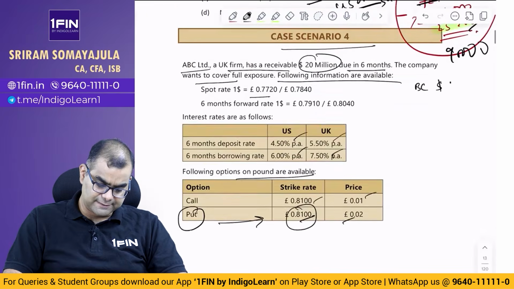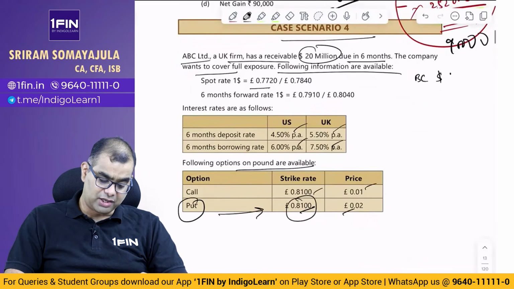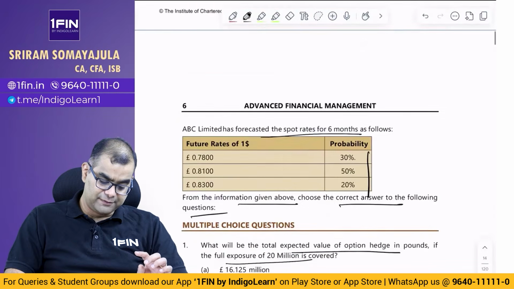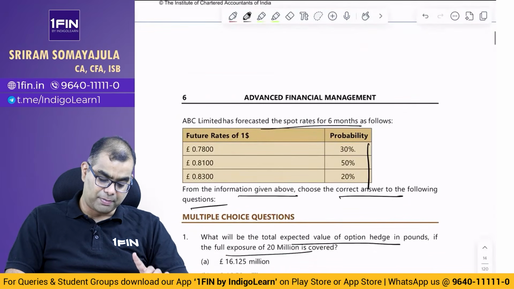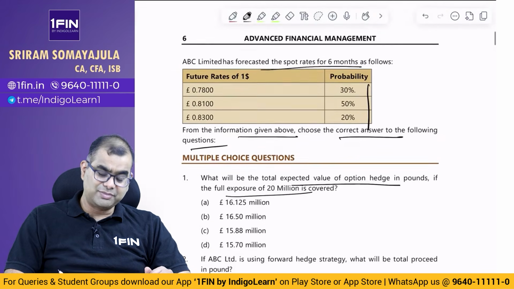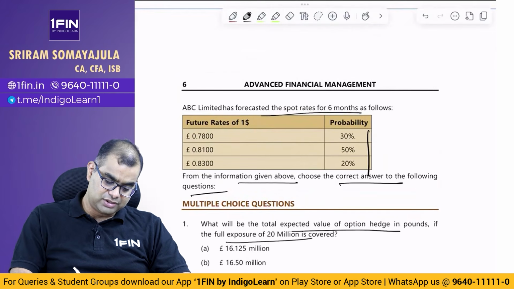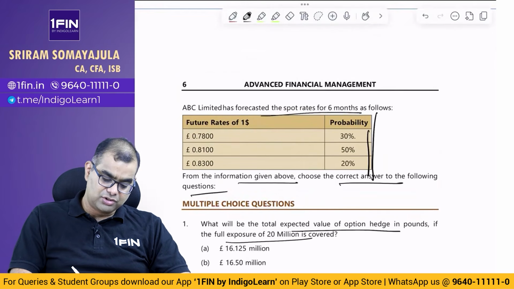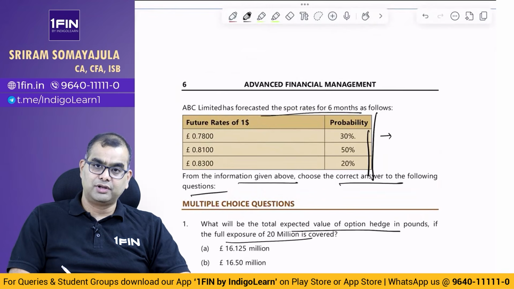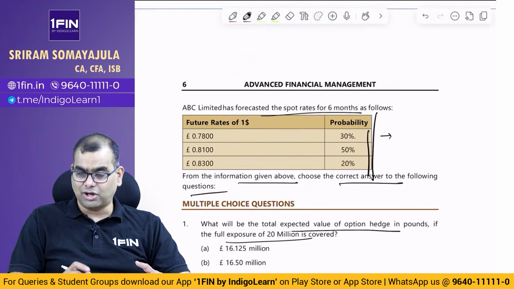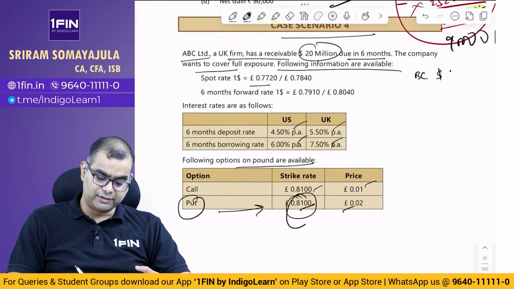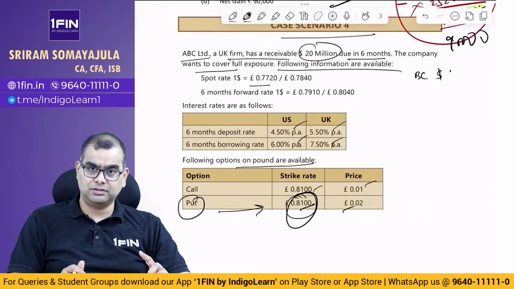What is the reason? So now it is at spot rate, forward rate, option. Now what has he said? What will be the expected value of option hedge in pounds if full exposure of 20 million is covered? So you see, what is the mistake here? You are supposed to compute expected value of option. Now this is the probability of what is going to happen. So at 0.78, you have a right to sell a dollar and get 0.81. Okay, I have a right to sell a dollar and get 0.81 pounds.